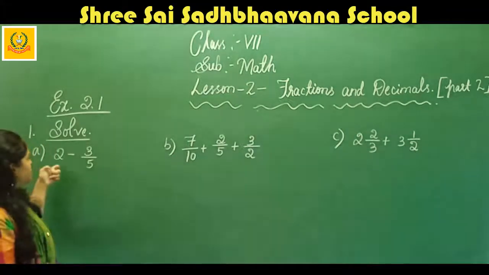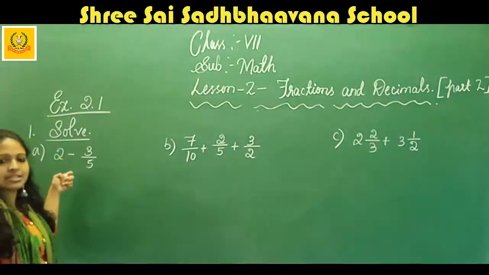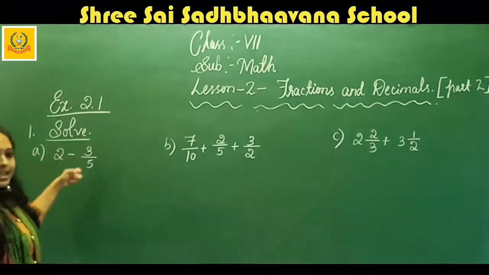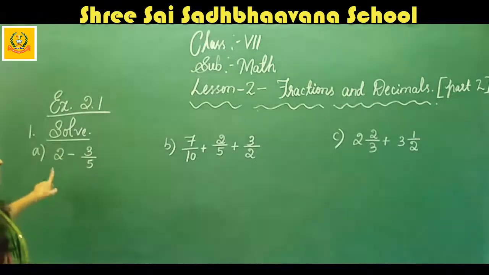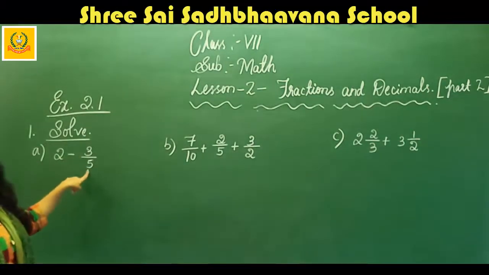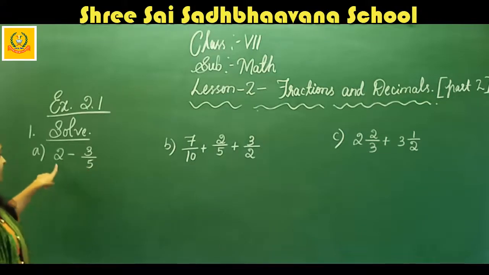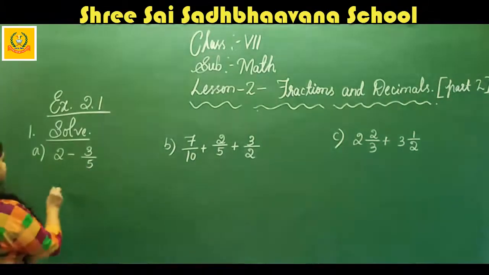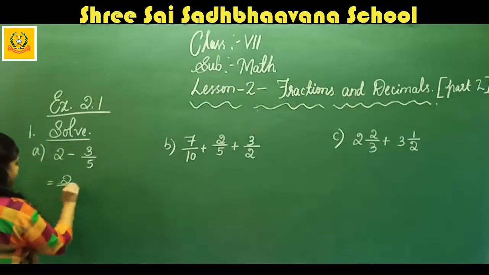What they have given? 2 minus 3 by 5. So this is the subtraction. Here we have to minus 3 by 5 from 2. So here you see one whole number is there, one fraction is there. What we have to do? When there is no denominator, we have to assume that 1 is the denominator.